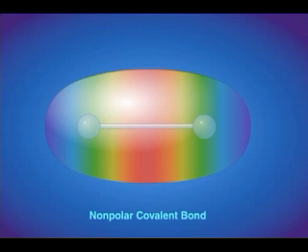The distribution varies according to the colors of the rainbow. The most electron-rich region is shown in red, in this case the region between the 2 nuclei, and the most electron-poor region is blue.